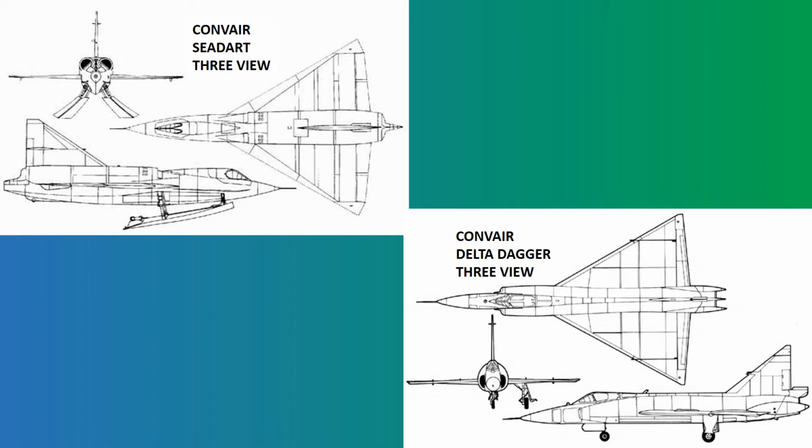But as you can see, the two aircraft, in simple plane form, have a lot in common. But the big difference between the two is the air intakes and the fact that the Dagger had a single engine, whereas the Seadart had two engines.